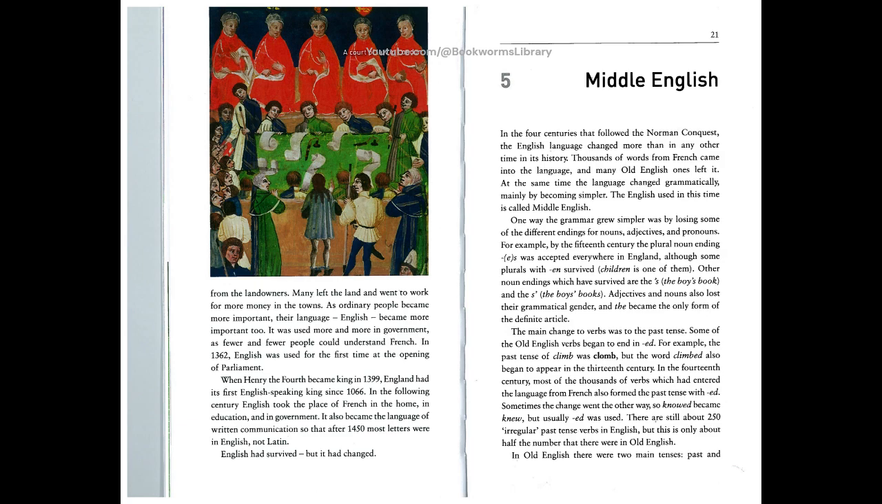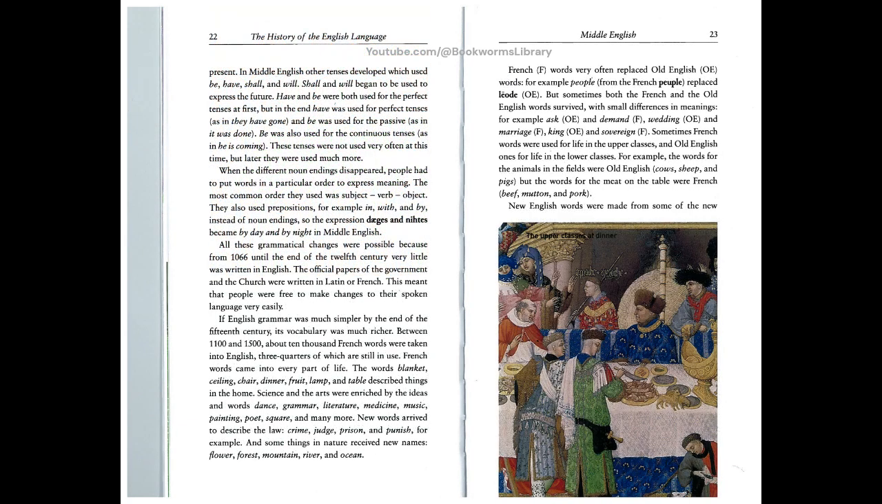In Old English, there were 2 main tenses, past and present. In Middle English, other tenses developed which used be, have, shall, and will. Shall and will began to be used to express the future. Have and be were both used for the perfect tenses at first, but in the end, have was used for perfect tenses, as in they have gone, and be was used for the passive, as in it was done. Be was also used for the continuous tenses, as in he is coming. These tenses were not used very often at this time, but later they were used much more.